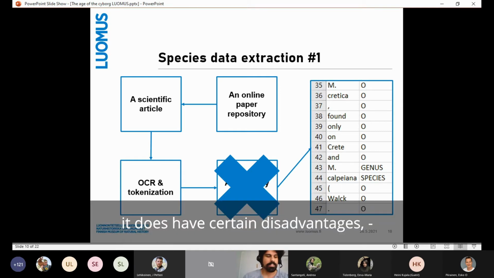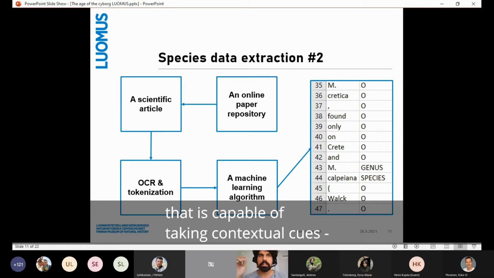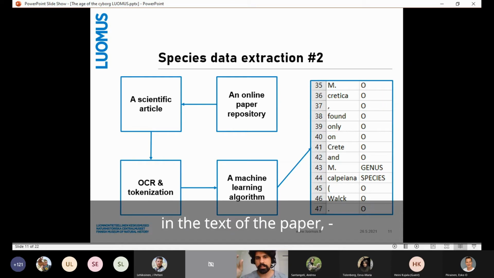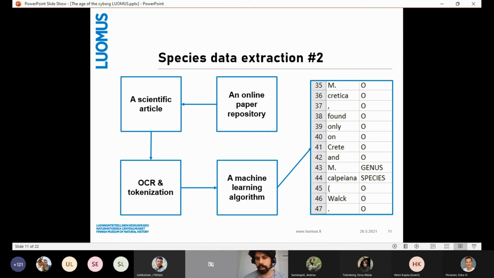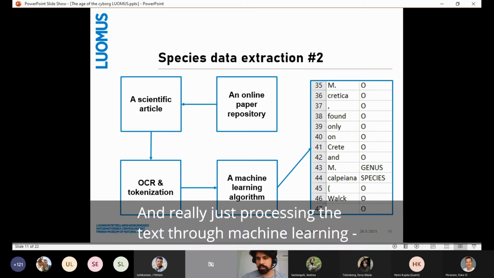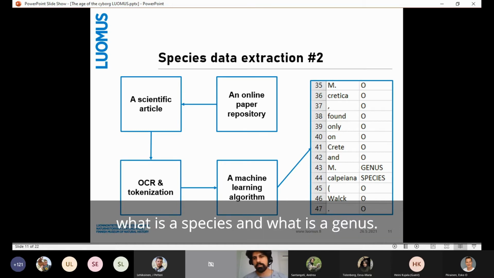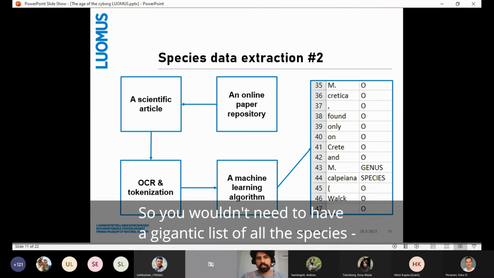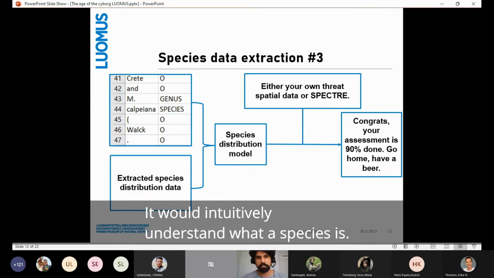If you don't want to do that, which has certain disadvantages, we're also working on a machine learning algorithm that is capable of taking contextual cues in the text of the paper, along with other features that we're slowly figuring out, and really just process the text through machine learning in a way that the algorithm tries to understand through text cues what is a species and what is a genus. So you wouldn't need to have a gigantic list of all the species that you might be interested in. It would intuitively understand what a species is.